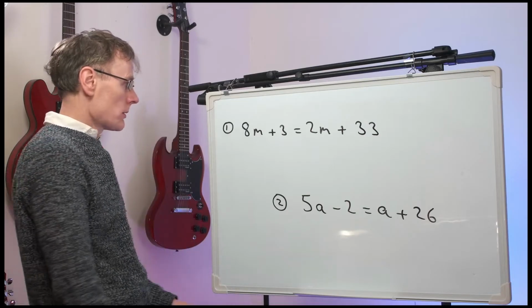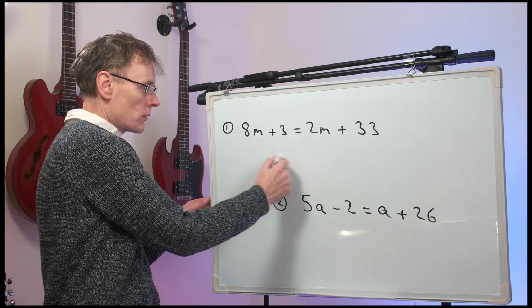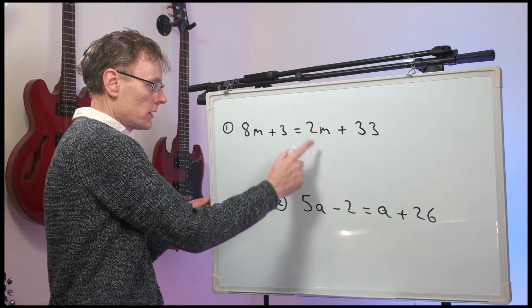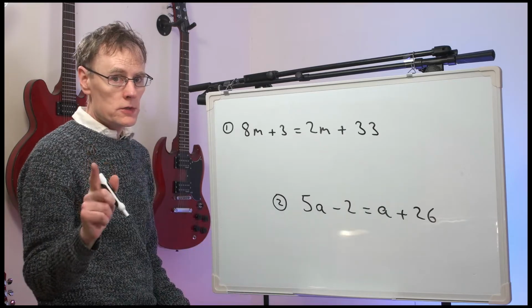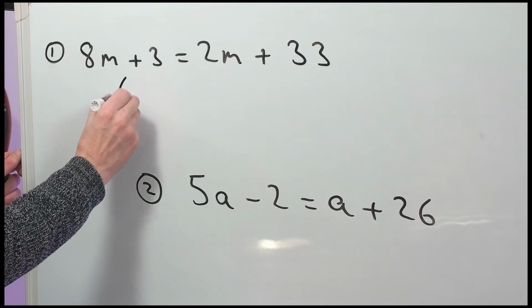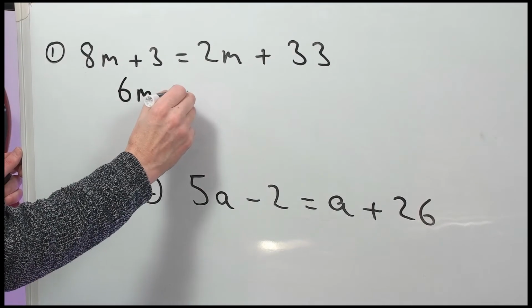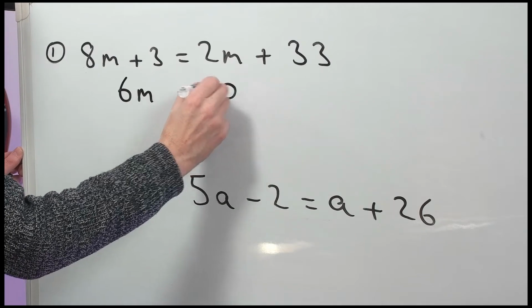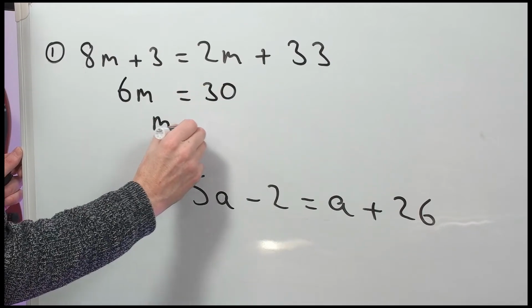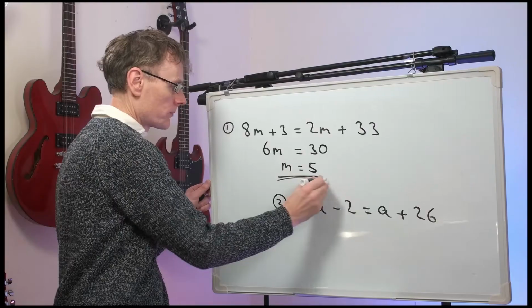Okay, answers. Number 1. I want to take away 3 from both sides, and I'm going to take away the 2m from both sides. So 6m equals 30, m equals 5.